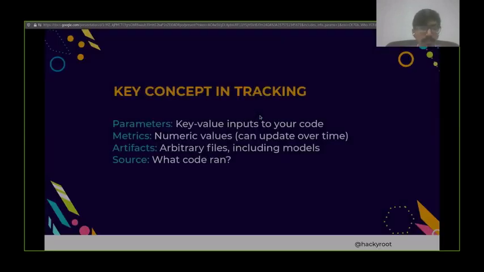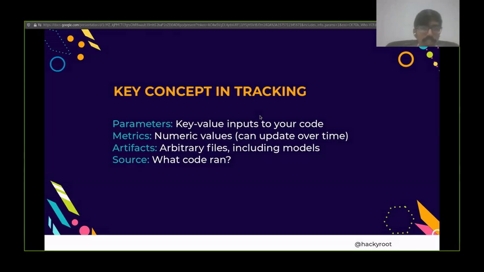Okay, so key concepts in tracking. Parameters are the key-value inputs to your code, and these are the key concepts we use in machine learning. Metrics are numerical values, so we usually use a bunch of accuracies and other metrics to keep track of how our machine learning model is doing. Artifacts are files, usually large files, which include models, data sets, and sources. And the source is what code ran.